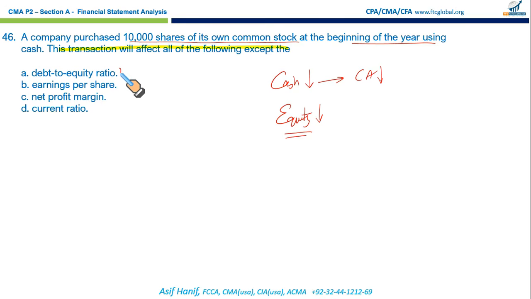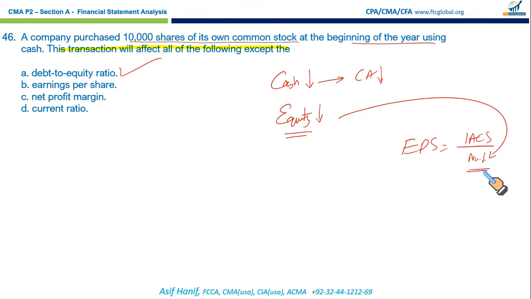Since equity has changed, debt to equity ratio will definitely be impacted. Earning per share is calculated using this formula: income available to common stockholders divided by the number of shares. Since you have purchased your own stock, number of shares fall, so this ratio is impacted because of lesser number of shares outstanding.